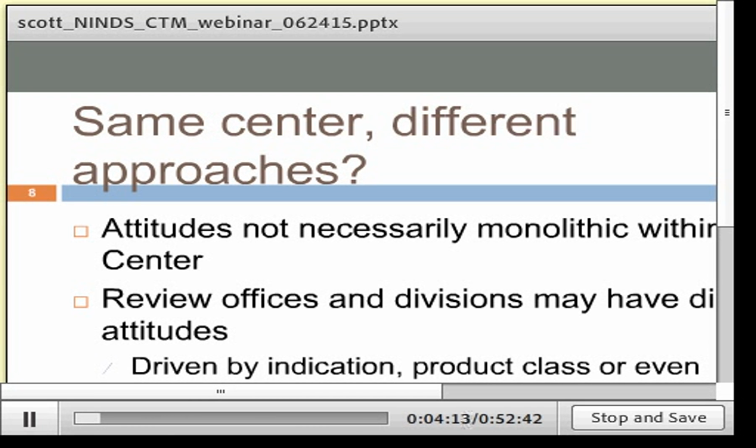Having said that, I don't want to suggest that it's a free-for-all and you'll get arbitrary decisions from FDA. All of FDA's decisions are supposed to be backed by science and law and should be rational and somewhat predictable even.